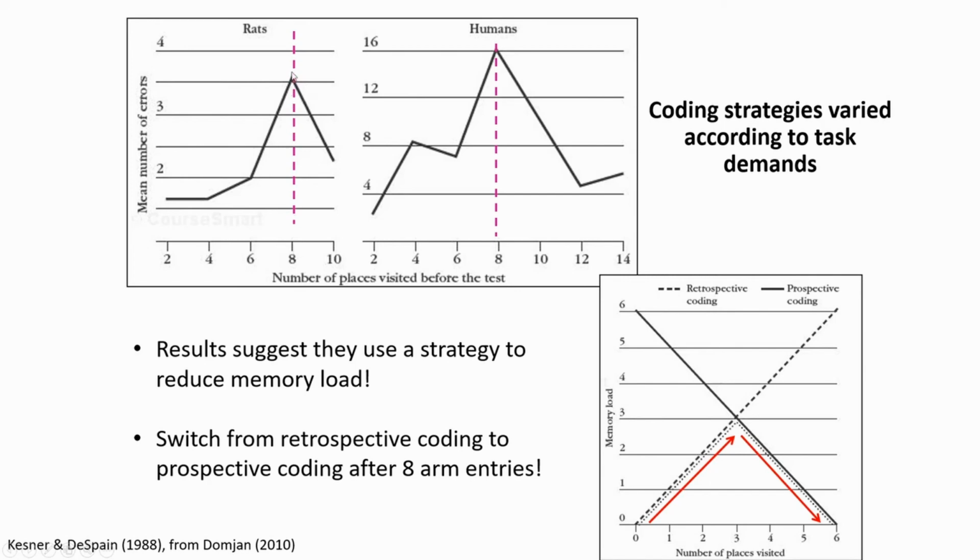So we see the greatest number of errors at that midpoint, where they're carrying the highest memory load if they use that switching strategy. So this would be evidence that the rats and humans are switching from retrospective coding to prospective coding after 8-arm entries, which means that at that 8-arm entry point, that's where they have the highest memory load, and that's where they're having the most errors.